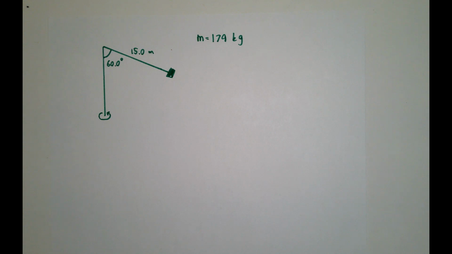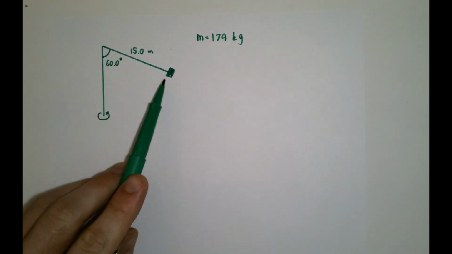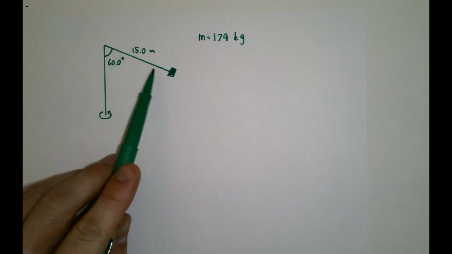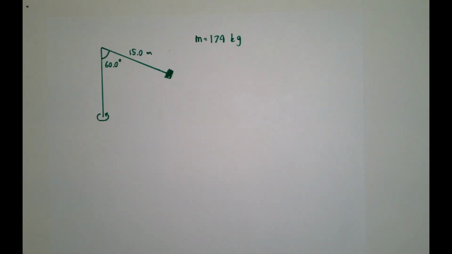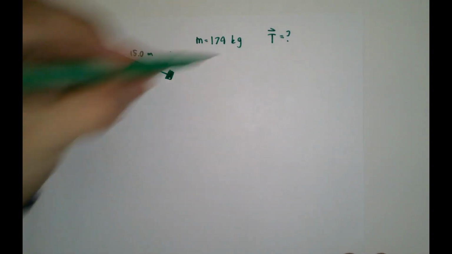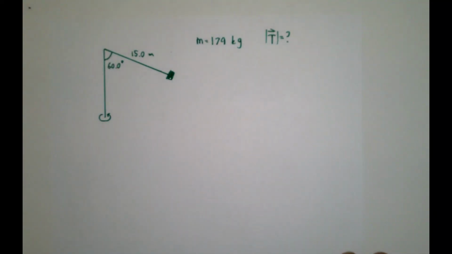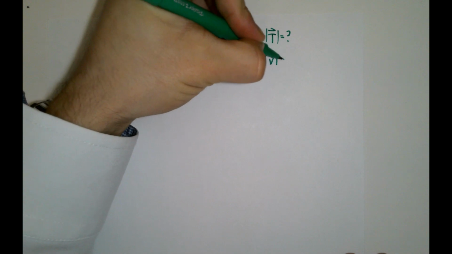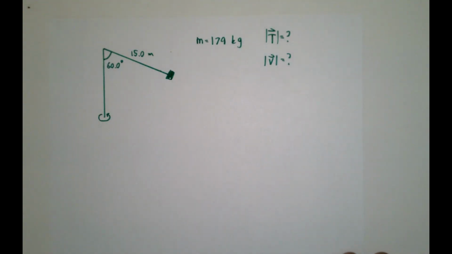Our question is to find the tension in the cable that's attached to the person that's in the chair. So here's the chair, there's the cable. It's 15.0 meters in length. We're trying to find the tension in the cable, so I'll write that as T. Trying to find that. Specifically the magnitude, we know its direction. And then also the speed of the chair. Trying to find speed. These are the two things.